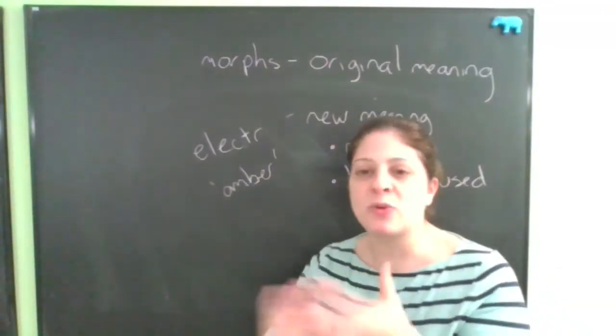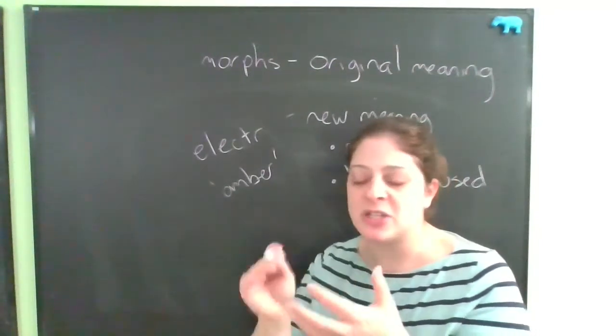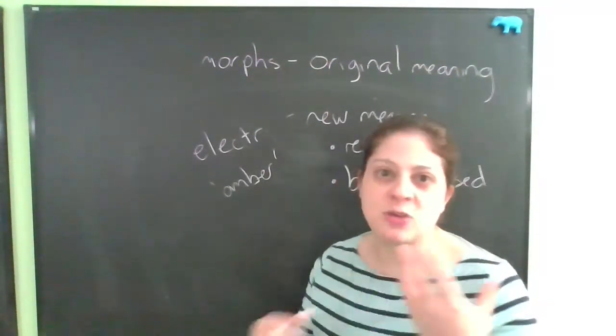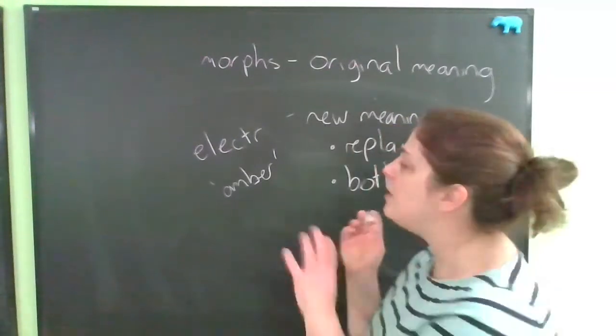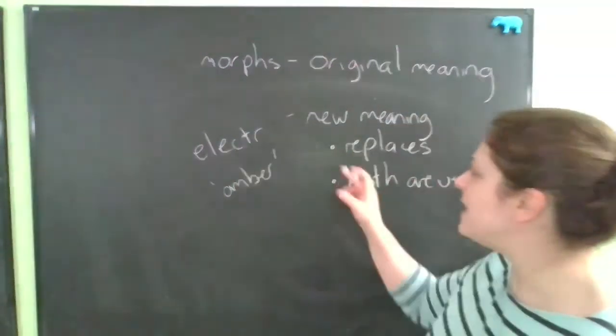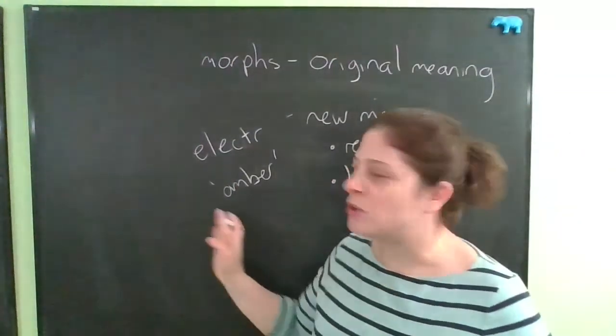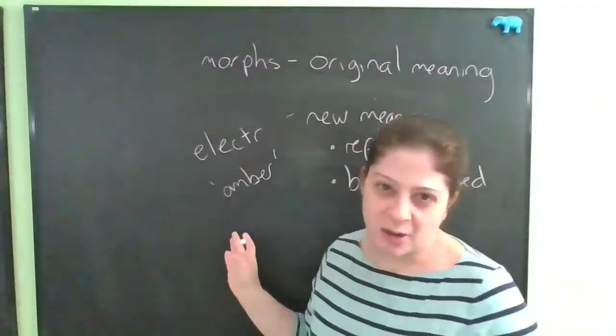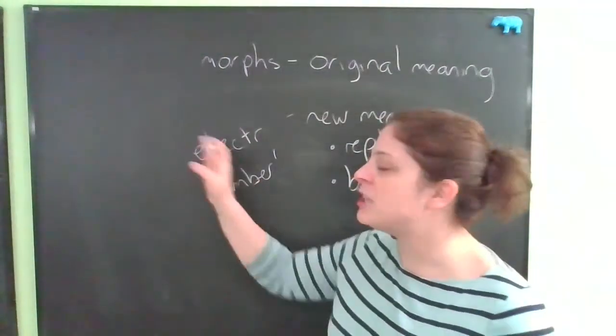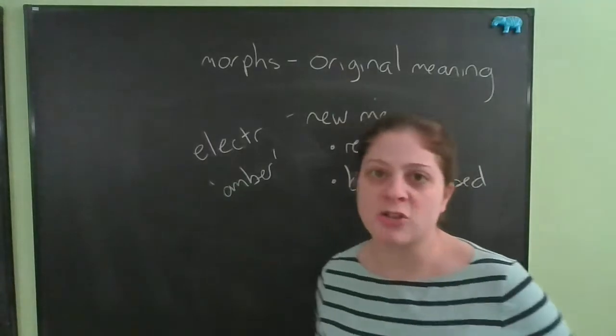And it's because amber, when you rub it against materials, you can create static electricity. And so this phenomenon was first noted and named after amber. But in this case, we don't have any English words that use electra in them that mean amber anymore. This has been entirely replaced by the new meaning of electric or electricity.